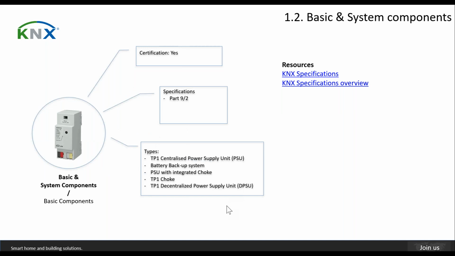More basic components, these are twisted pair related. We have power supplies, battery backup systems, chokes that are used to make non-certified power supplies compliant with KNX installations. So there is a variety of components that are also part of the KNX specifications and can be developed and manufactured by KNX members.